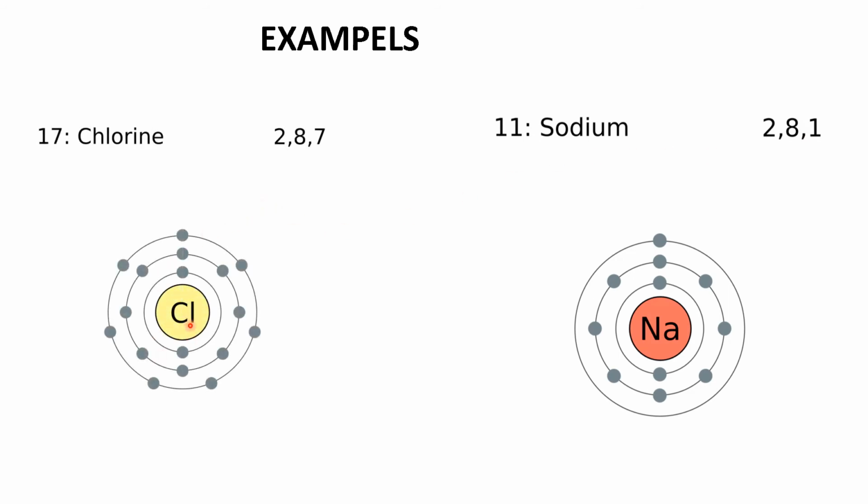Another example, the chlorine atom. The atomic number equals 17. So 17 equals the number of protons, which equals the number of electrons. When we make the distribution, the first shell fills with 2 electrons, the second shell fills with 8 electrons. 8 plus 2 equals 10. The remaining 7 electrons are in the outer shell, the third shell. These are the valency electrons, 7. So we write it as 2, 8, 7.